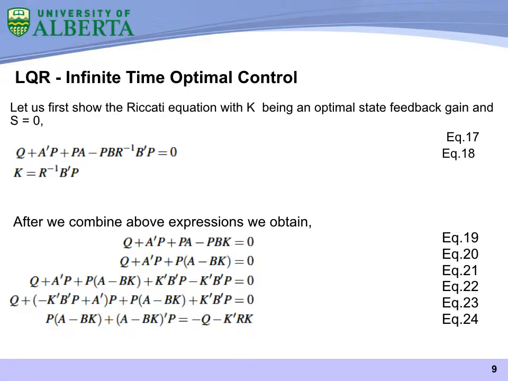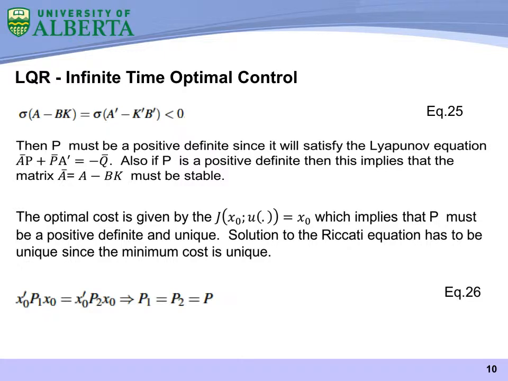In this term, R is always positive definite, K, everything is positive definite, Q is positive definite. So if A minus B K is stabilizing, again, P is positive definite. Finally, LQR infinite time optimal control places the eigenvalues of the closed loop system in the left half of the complex plane. Therefore, P must be positive definite since it will satisfy Lyapunov equations. This is something that we learned already in the course.